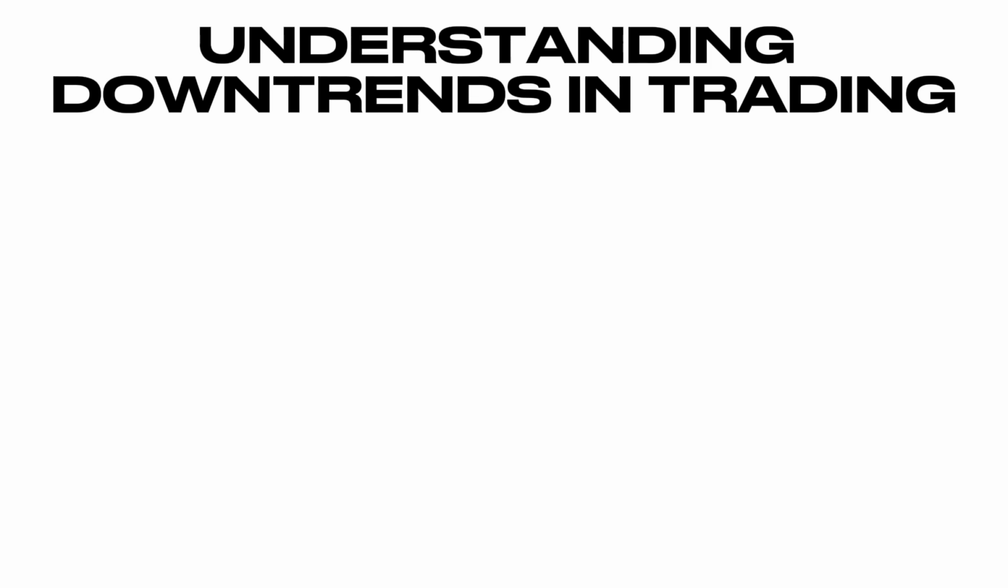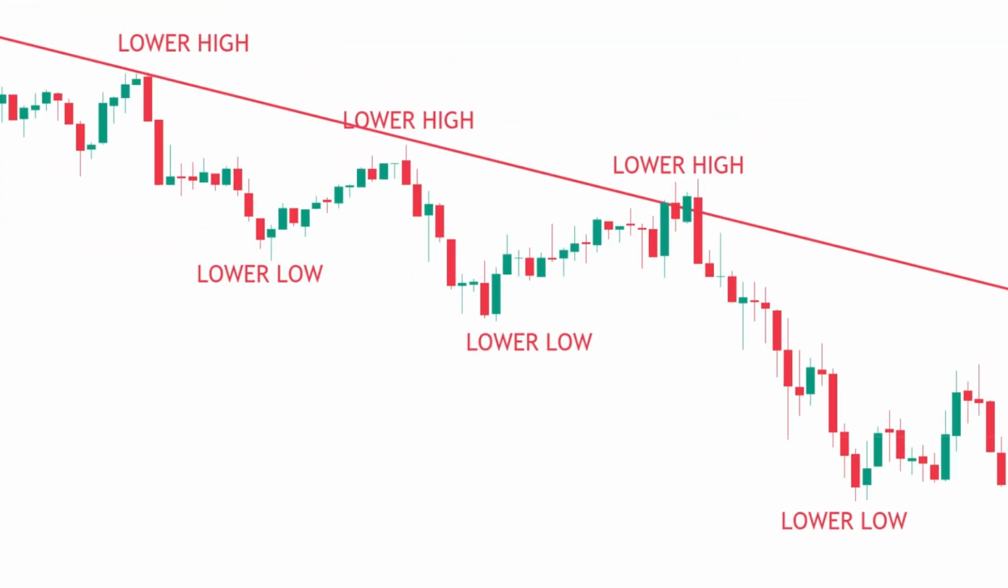Understanding downtrends in trading. A downtrend is defined by a series of lower highs and lower lows, forming a distinct downward pattern. This movement signals a market where sellers dominate, continuously driving prices lower. Key characteristics of a downtrend.